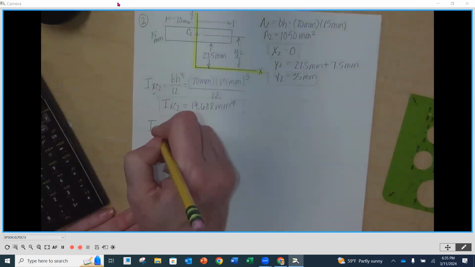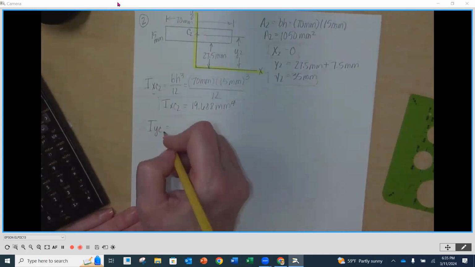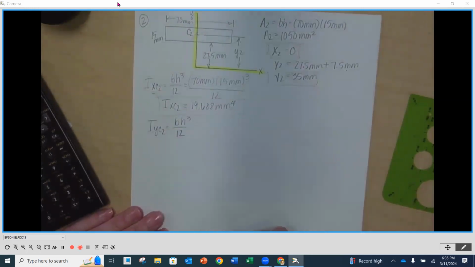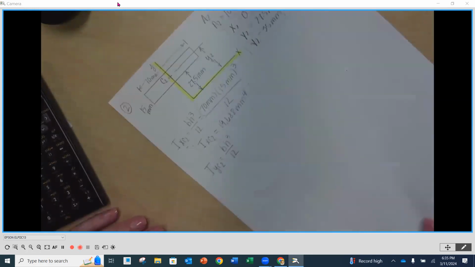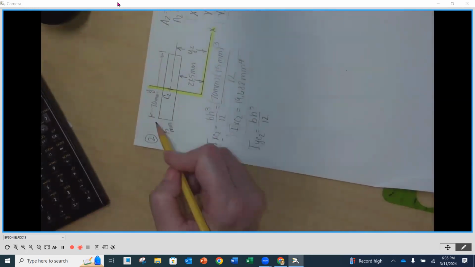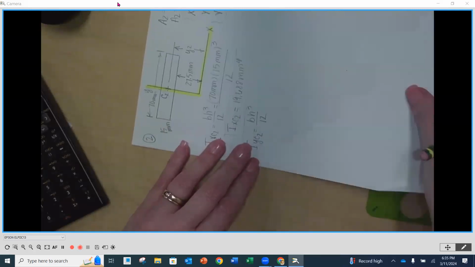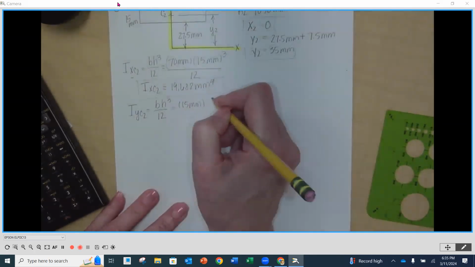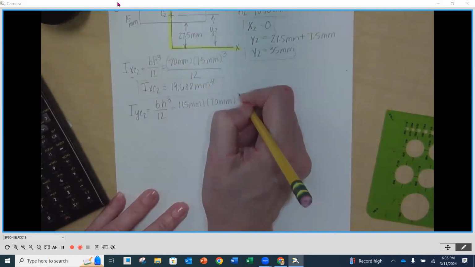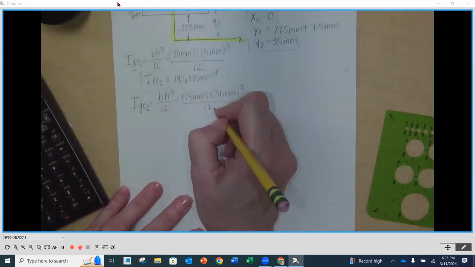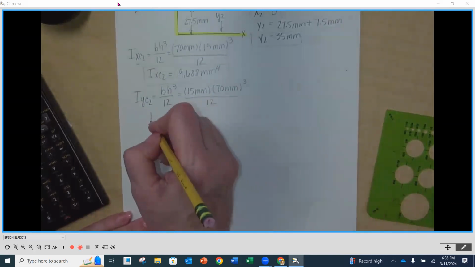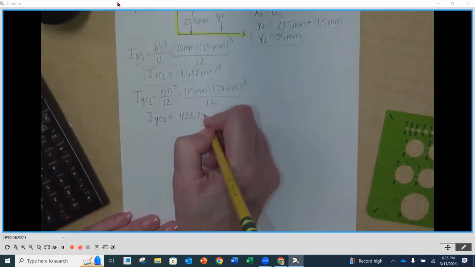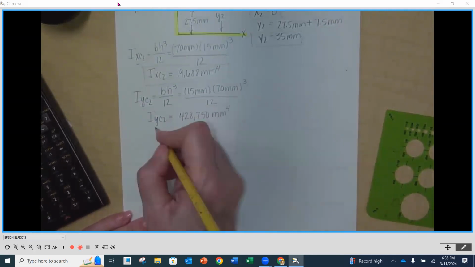All right, and then our next one is going to be our IYC, the moment of inertia about the centroidal axis for shape number 2. Again, base times height cubed divided by 12. Now this time, because we're looking at our y-axis, our base is going to be parallel to that. So it's going to be the 15 and our height is going to be the 70. And we have to cube that 70 divided by 12. So IYC2 is 428,750 millimeters to the 4th.